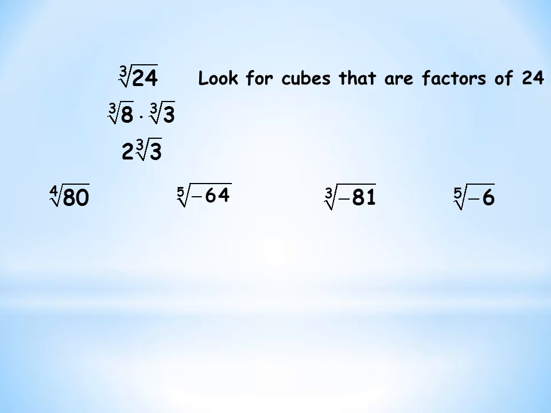Go ahead and see if you can simplify these four. So this one simplifies down to 2 times the 4th root of 5. Negative 2 times the 5th root of 2. Remember, you always pull the negative out of the radicand. Negative 3 times the cube root of 3. And simply negative 5th root of 6.